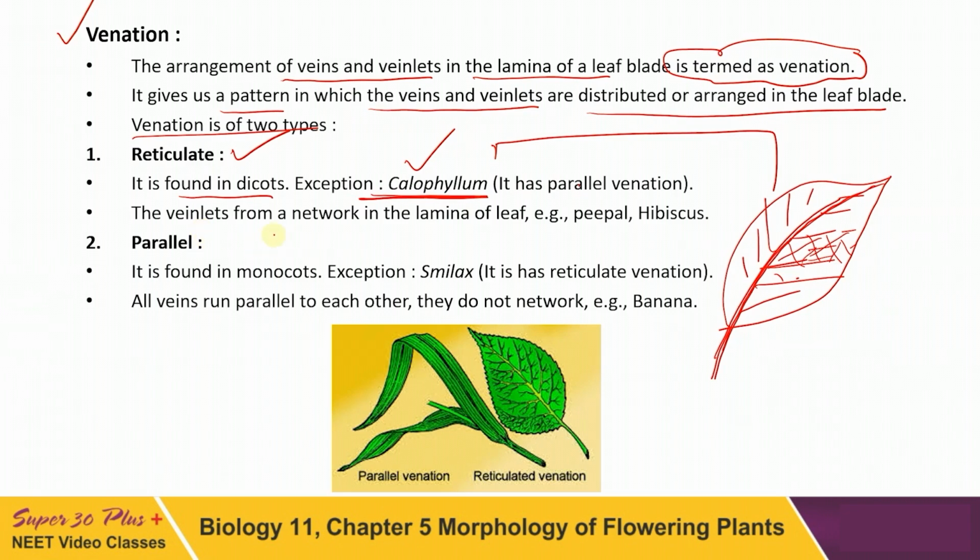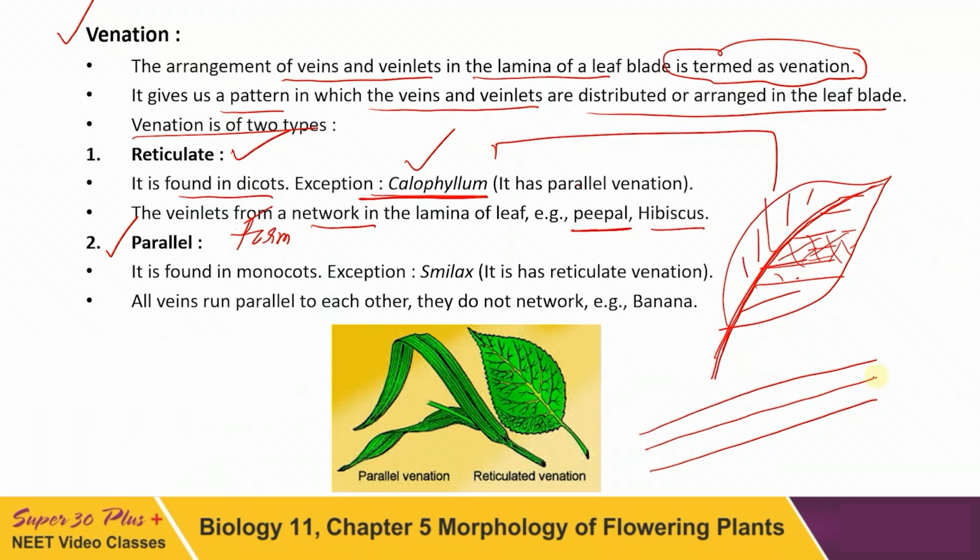So here the veinlets form a network in the lamina of the leaves, as in peepal, hibiscus, and so many others. The second one is parallel. If you see the leaf of sugarcane or maize, there is one mid vein, but it's not very thick, and almost of the same thickness the other veins run parallel to the so-called mid vein.